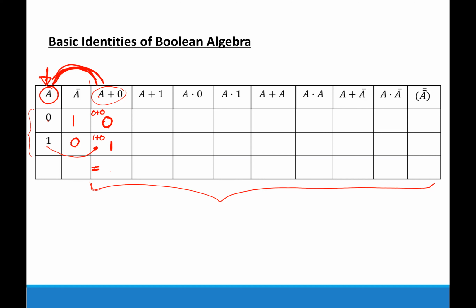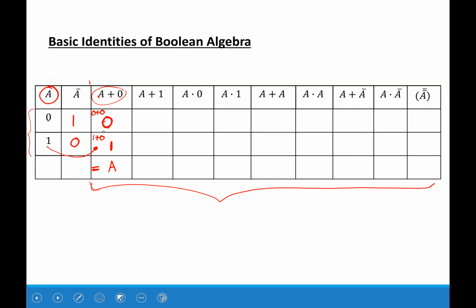Now you can see if we add 0 to the variable A, the answer is also equal to A. The final answer depends on the value of A. When A is equal to 0, the final answer is equal to 0, and when A is equal to 1, the final answer is equal to 1. Whatever the value of A, if we add 0 to that value, the final answer is the same value A, right?